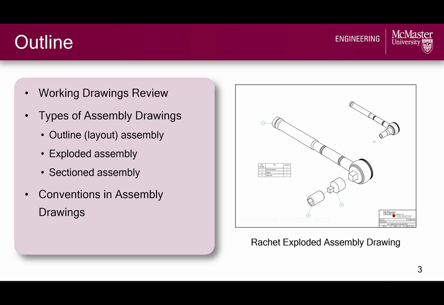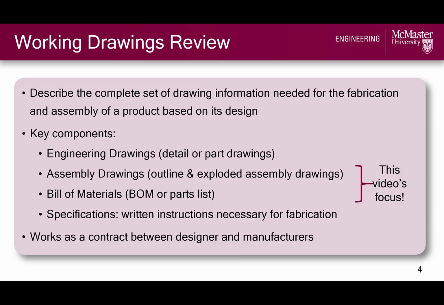This video, in part, picks up from lecture video 2B on engineering drawings, as both engineering and assembly drawings are part of a larger set of working drawings, which give the complete set of information required for manufacturing and assembly of a product based on a conceptual design. Recall from our previous video that a complete set of working drawings includes engineering drawings, which are also called detail or part drawings, assembly drawings, a bill of materials, and any specifications which are supporting written instructions for fabrication. Engineering drawings are fully dimensioned drawings of a single part, while assembly drawings show the assembly of multiple parts together in the fabrication of a product, which is our focus in this video.